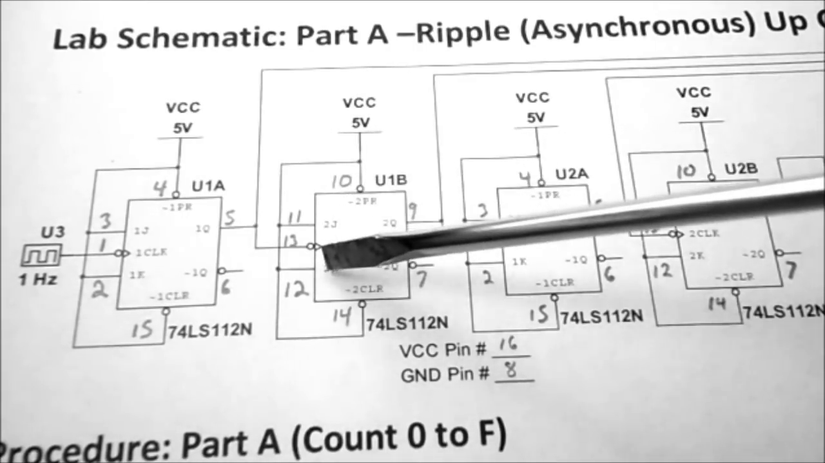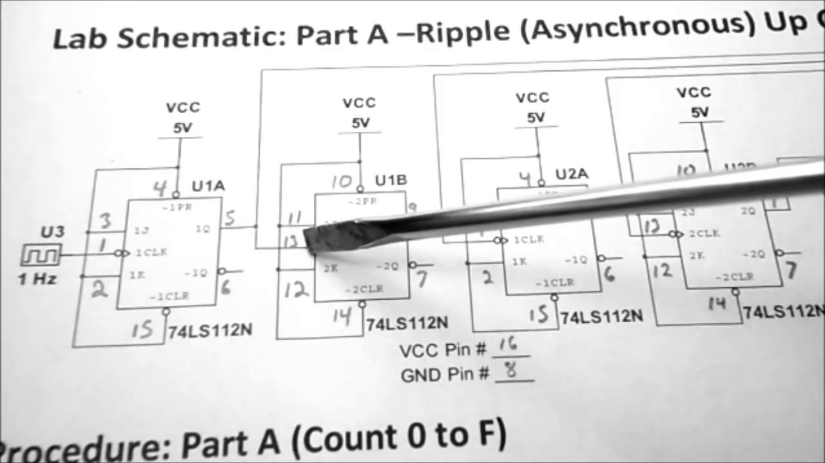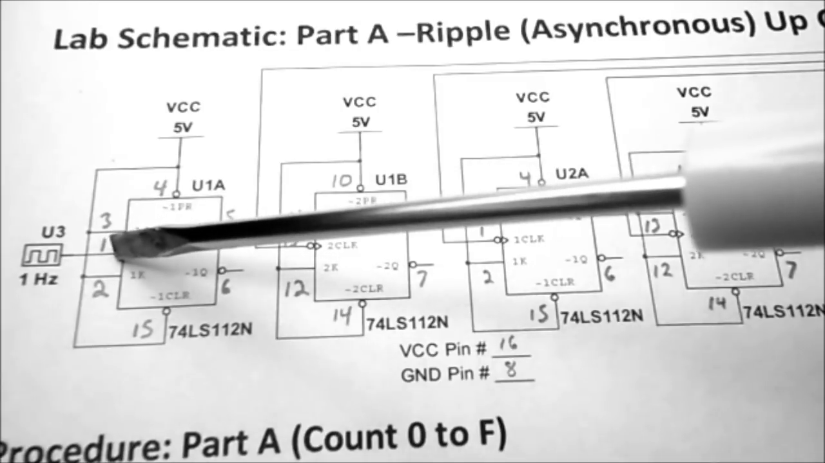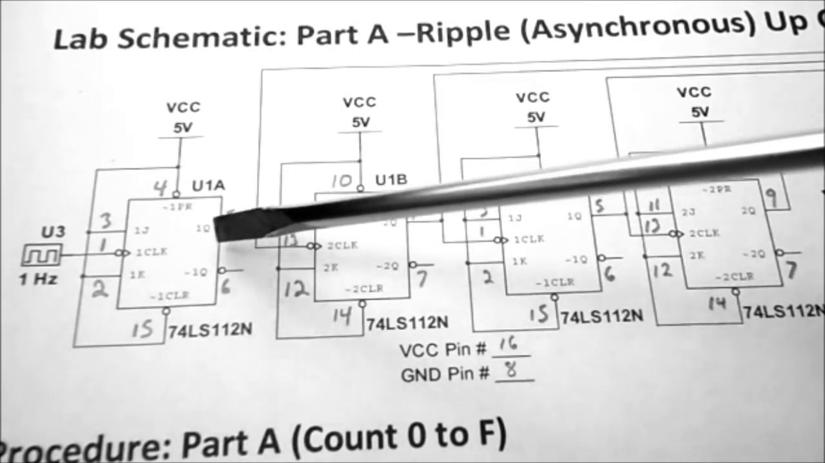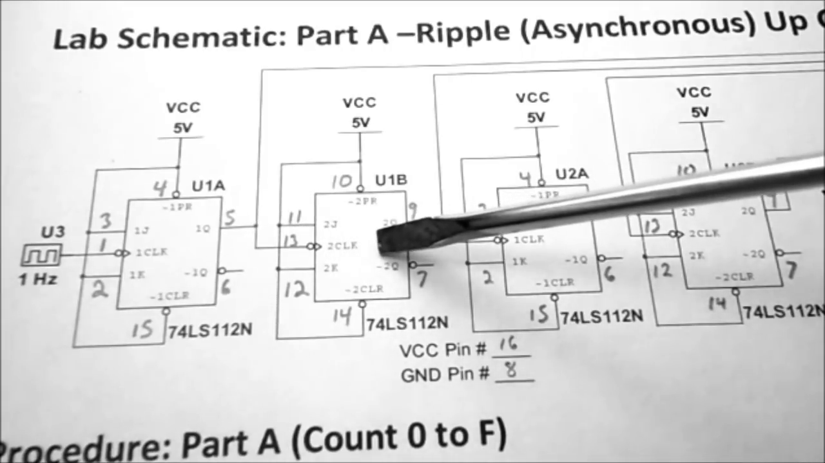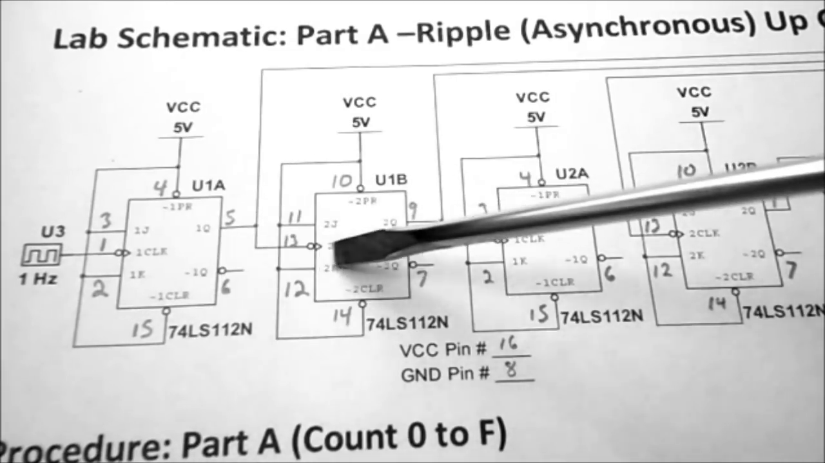Remember, when J and K are both 1, whenever we get a clock signal in, our flip-flop toggles. So as our clock signal comes in, the first flip-flop will toggle. When that toggles the second time, our second flip-flop will toggle. And so on down. That's why it's called a ripple counter.